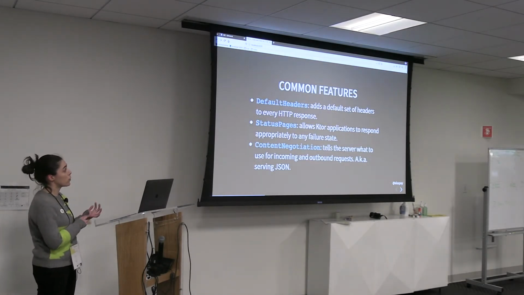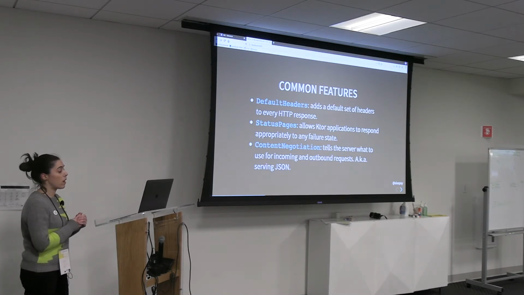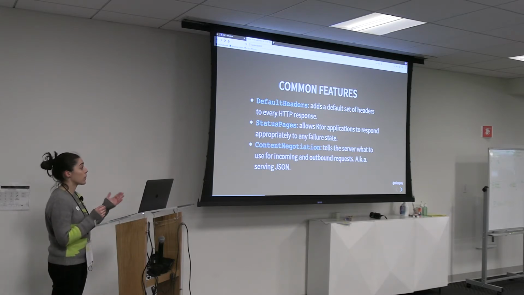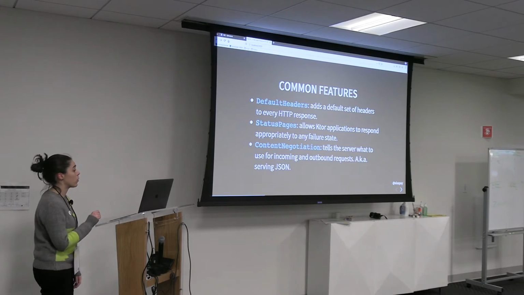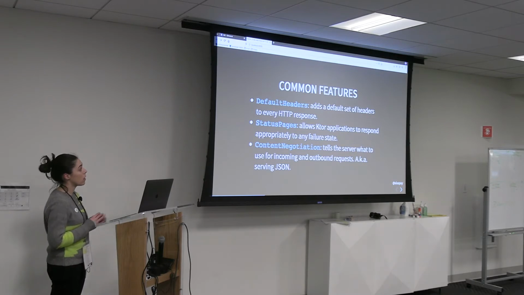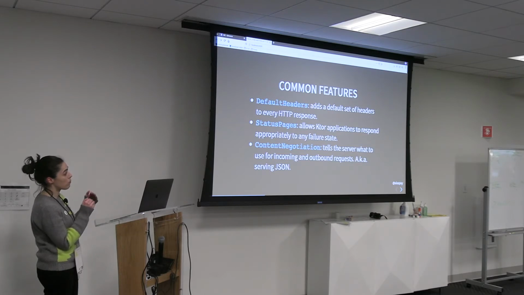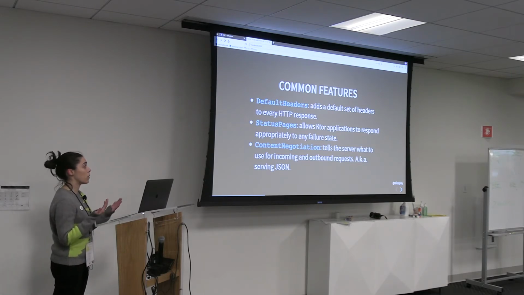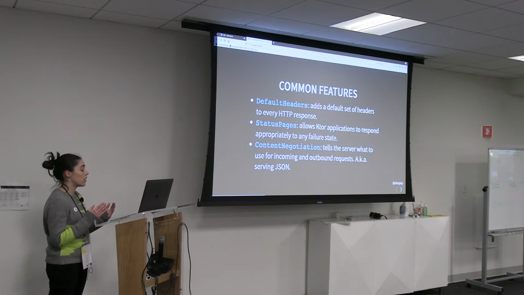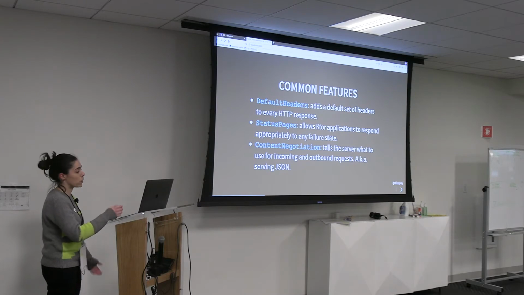So, some common features. As I said before, these are the three that I've seen that are most commonly used. Default headers adds a set of headers to every HTTP response. Status pages is mostly for error handling. We can create different options to make sure that the application is behaving properly. And another important one is content negotiation, which tells the server what to use for incoming and outbound requests.